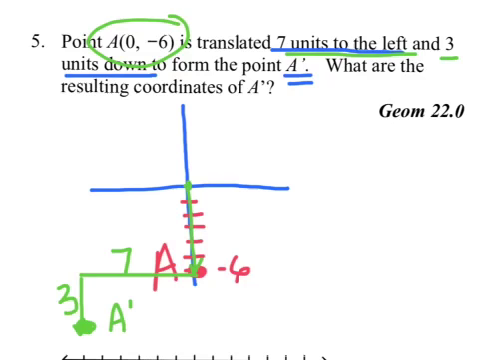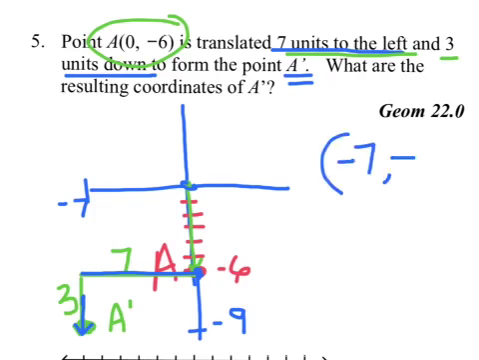So hopefully you can see that if we're here, this point, and we went 7 to the left, that's going to put it at -7. If we're at -6 and we go down 3 more, that would be on the graph at -9. So the coordinates of the new point would be -7 and -9, and that would be A prime.